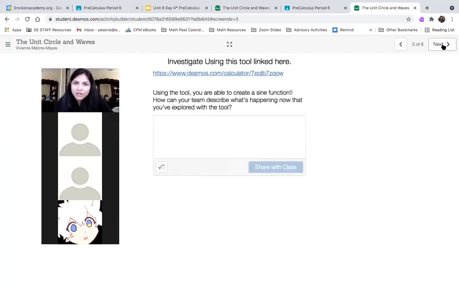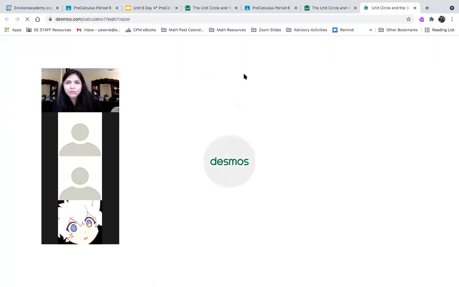Okay, y'all, let's go ahead and investigate. And I linked up a tool for everyone. It says, using this tool, we're able to create a sine function. How can your team describe what's happening now when you open up the tool? So let's first look at the tool. Let's see what this is.